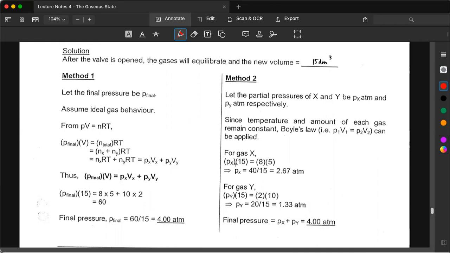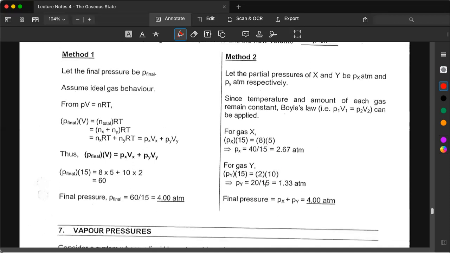This 15 is the total volume, because now the gases are moving constantly and randomly. So gas X is not just restricted to the 5 dm³. It is now occupying a space of 15, so it can roam around in the 15 dm³. Therefore, the new volume was 15, because the gases are moving within this 15 dm³ and not just restricted to 5. And with an increase in volume, of course, the pressure will decrease. I'm talking about partial pressure.